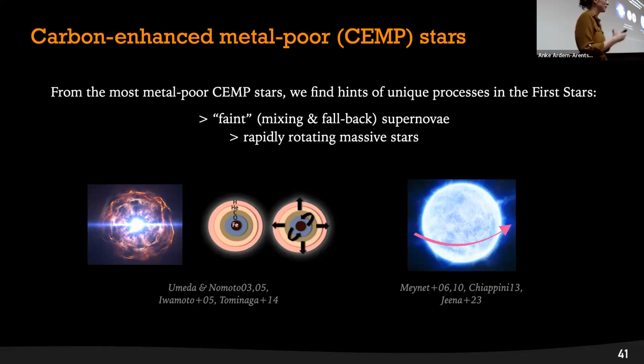You can also make very high carbon if you have a very rapidly spinning star. And there's reasons to believe that the first stars were quite fast in the way that they were spinning. And these are unique things that don't happen in more metal-rich supernovae, but we're inferring them from the metal-poor stars that we see today.